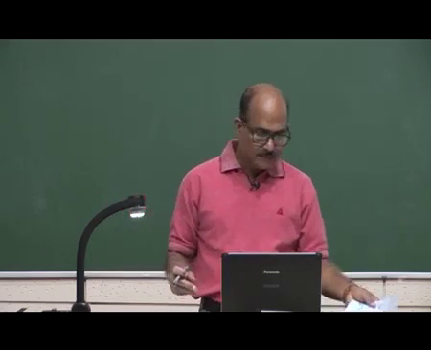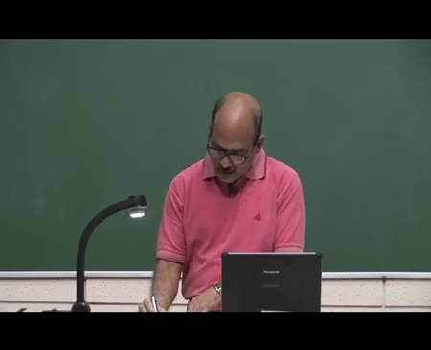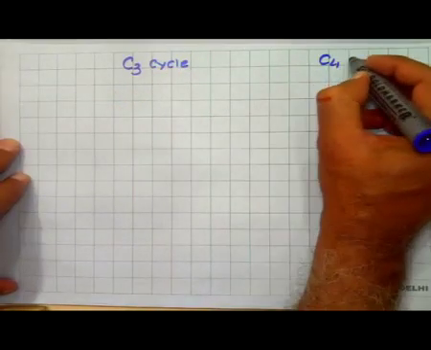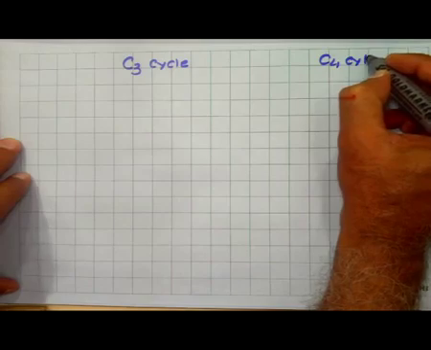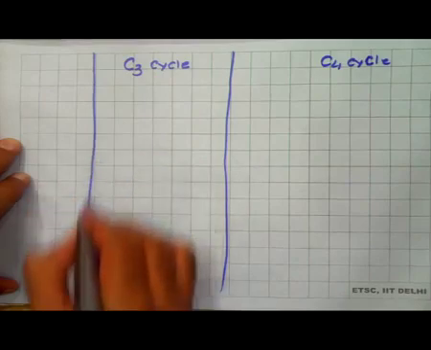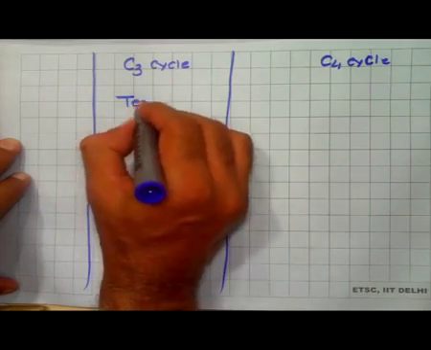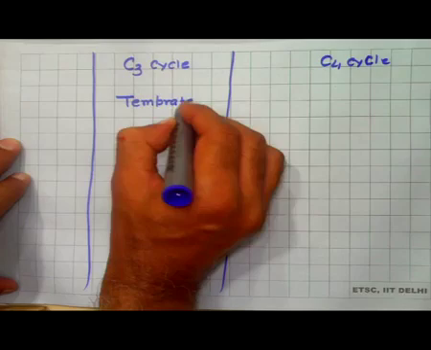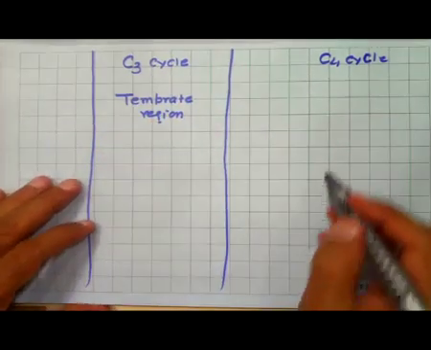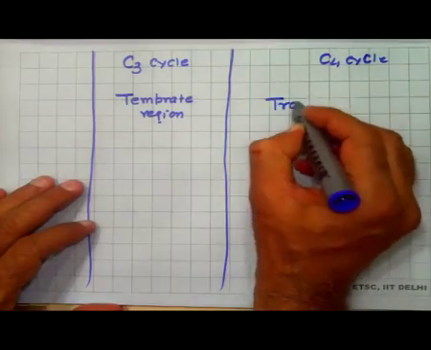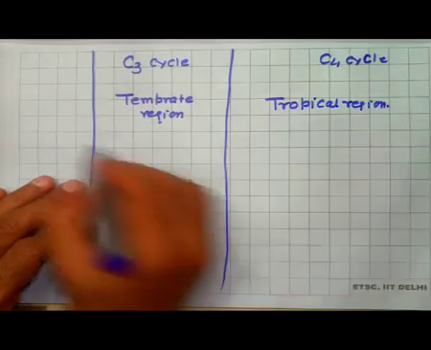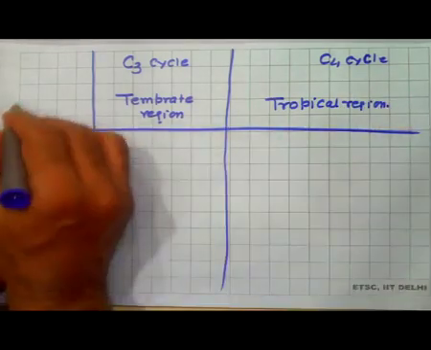In terms of region, the C3 cycle is operated in temperate region, and the C4 cycle is operated in tropical region.